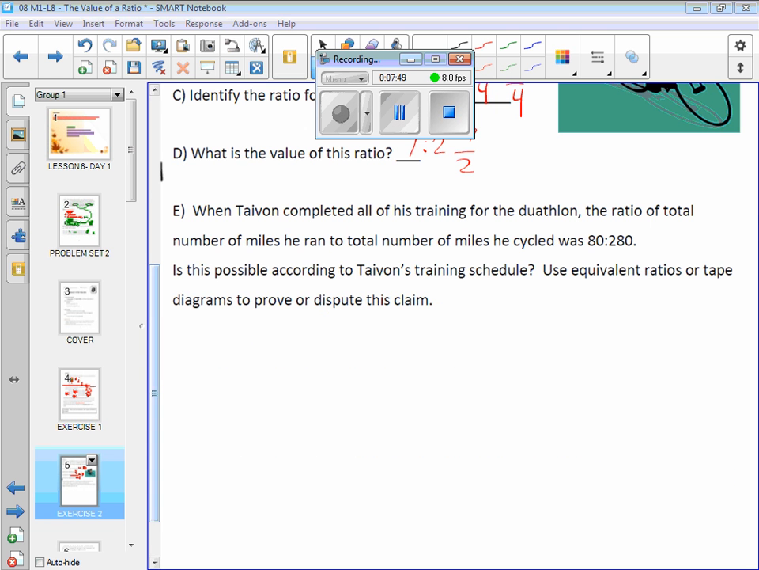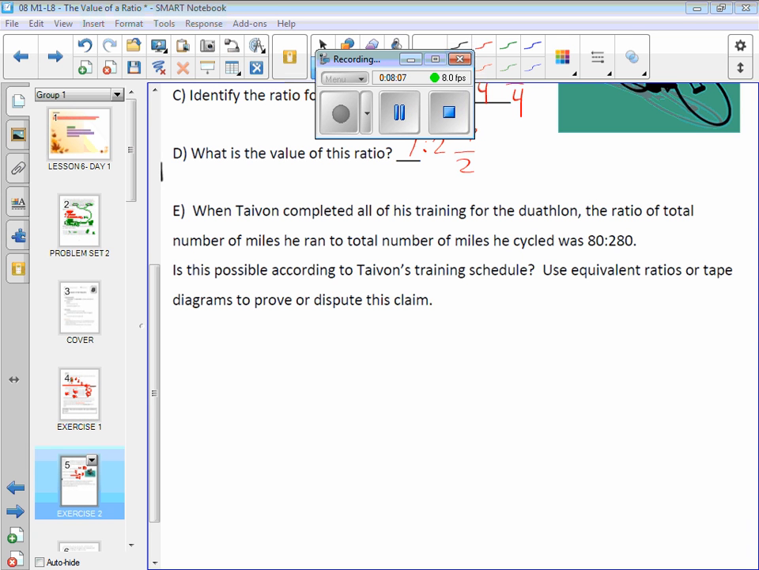All right, going back to parts A through D, what was the value of the ratio? Do you have a question? Okay, I'll take it. No, I don't. Okay. What's the value of the ratio? What are we doing?